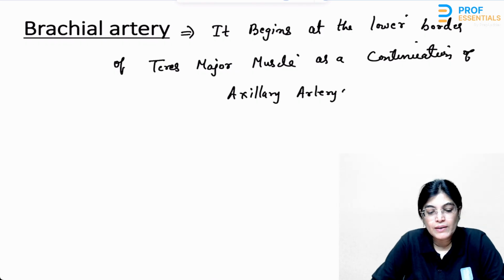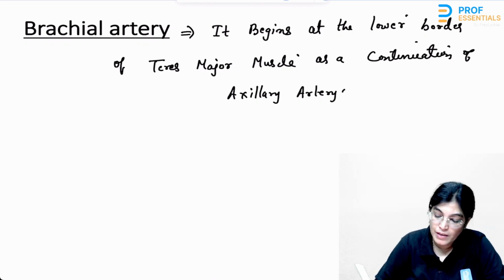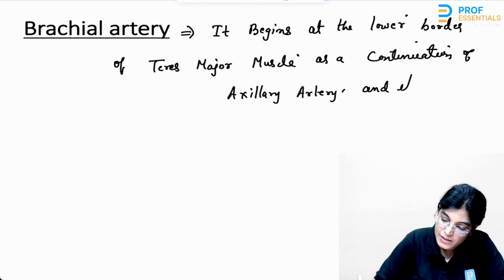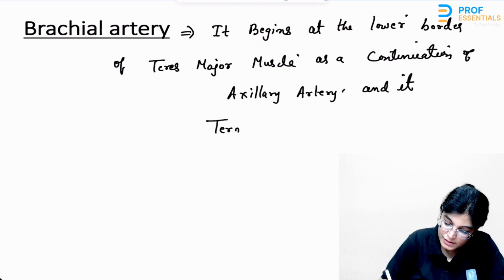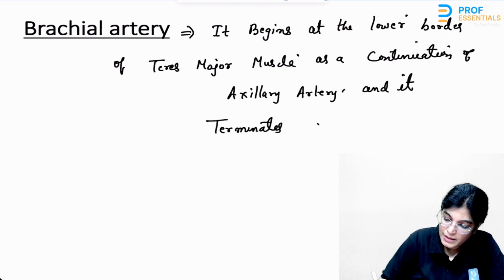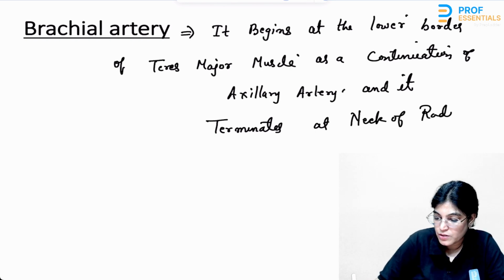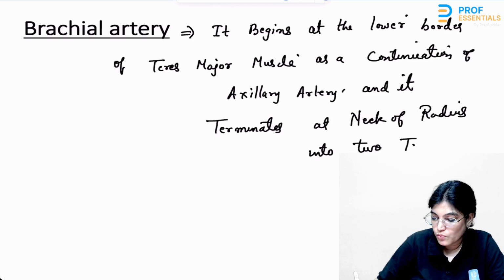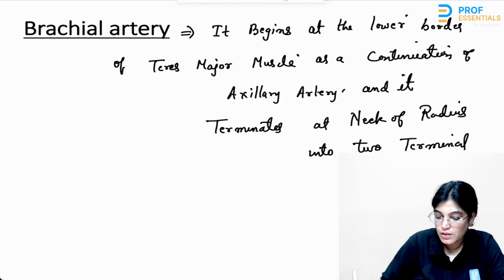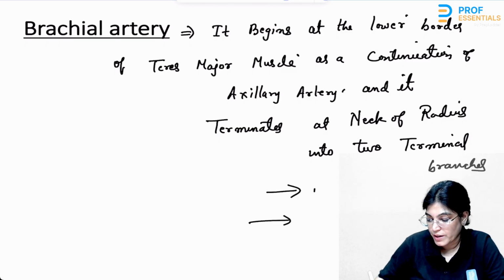And if I talk about its termination, it terminates at the level of the neck of radius into two terminal branches. What are the two terminal branches? The two terminal branches of the brachial artery are the ulnar artery and the radial artery.